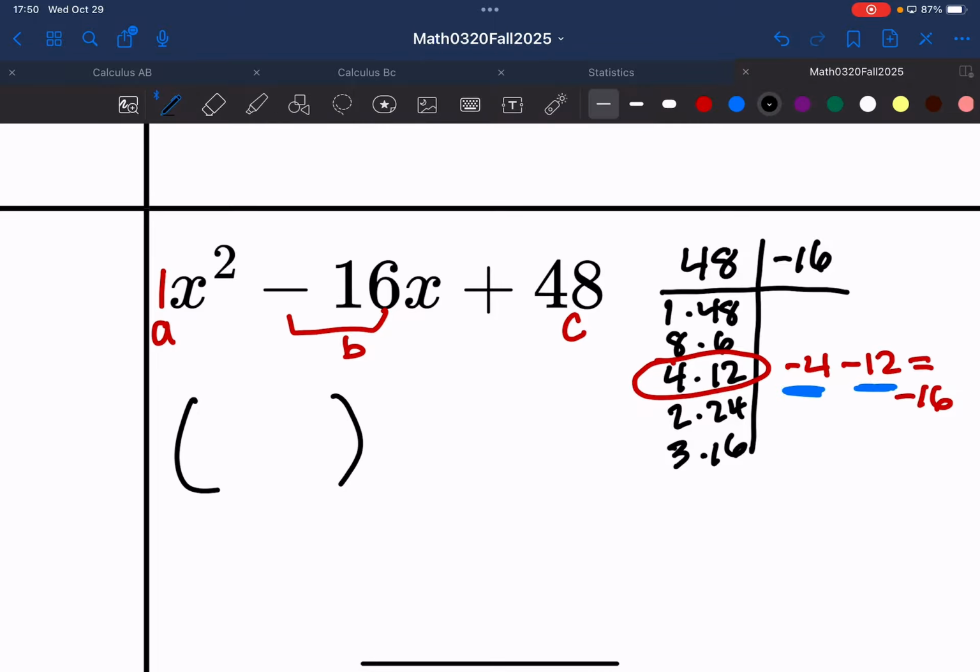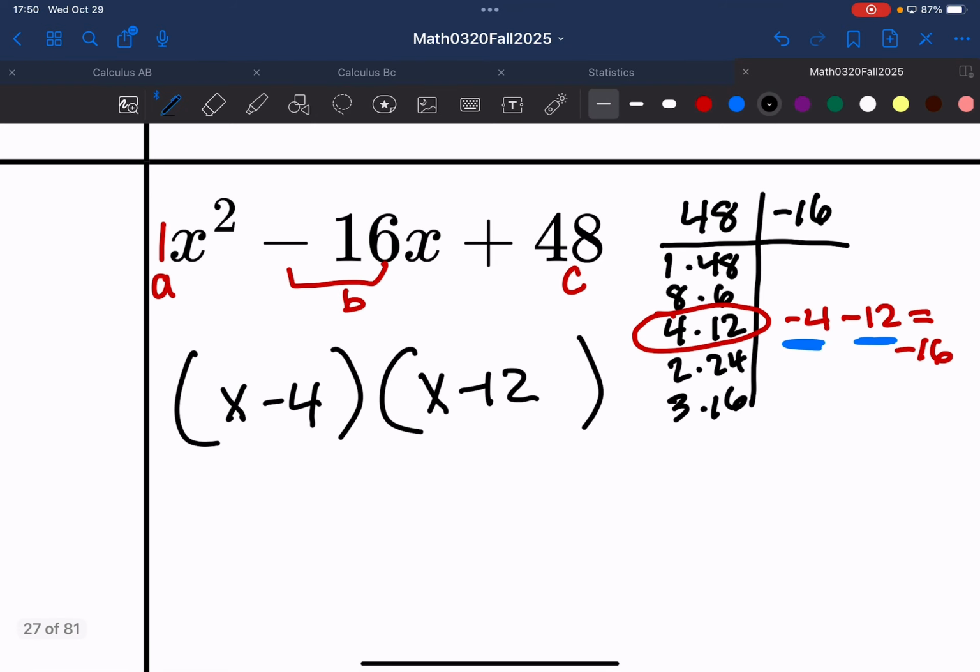Okay. So what would be in my parentheses? X minus 4 and x minus 12. Good, x minus 4, x minus 12. And then in this one, before we continue, I want to show you that you can actually FOIL these terms together to check your work.